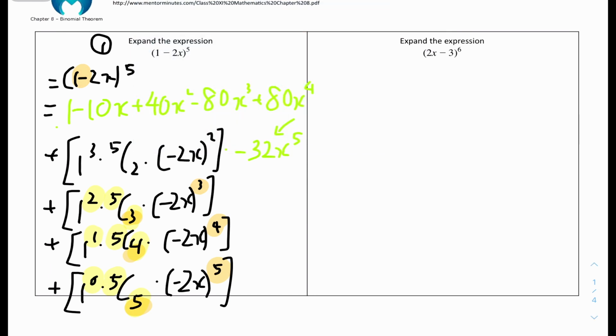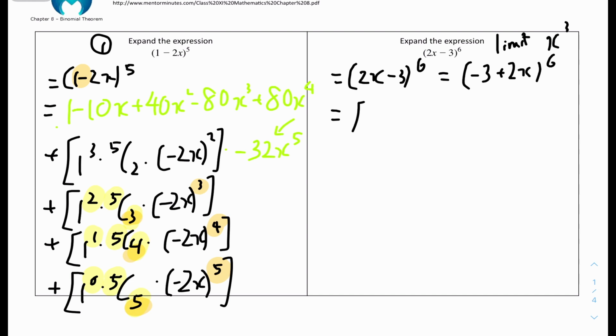And question 2, (2x - 3) to the power of 6, and I'll just limit it to up to the power of 3, so that I can be lazy. So it will be equal to (2x - 3) to the power of 6. Actually, I'll just flip this around so that it's easier to control. It will be (-3 + 2x) to the power of 6.